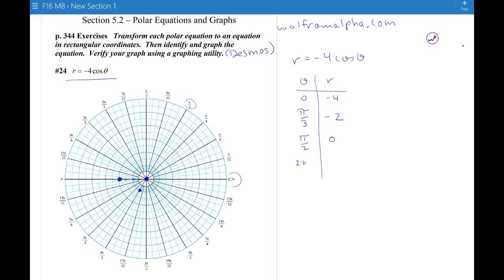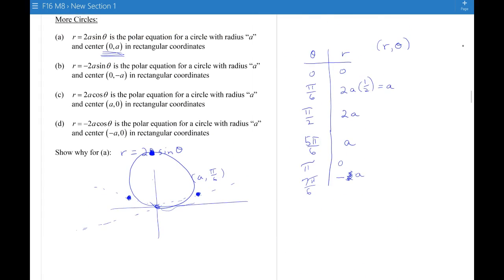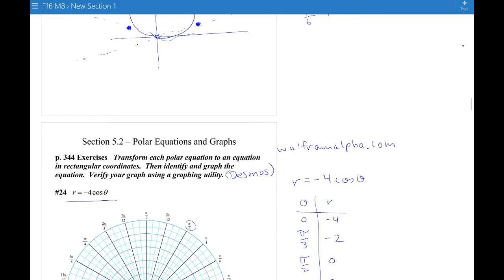Then let's do 2 pi over 3, where now the cosine is negative, so I'm going to get a positive 2. So when I'm at 2 pi over 3, I'm getting a positive 2 for a point. And then you can fill in with more points, and you'll see that this is a circle with the center at what would be the rectangular point (-2, 0). So let's look back up here and say, oh, if you have r equals negative 2a cosine theta, then the center is at (-a, 0).